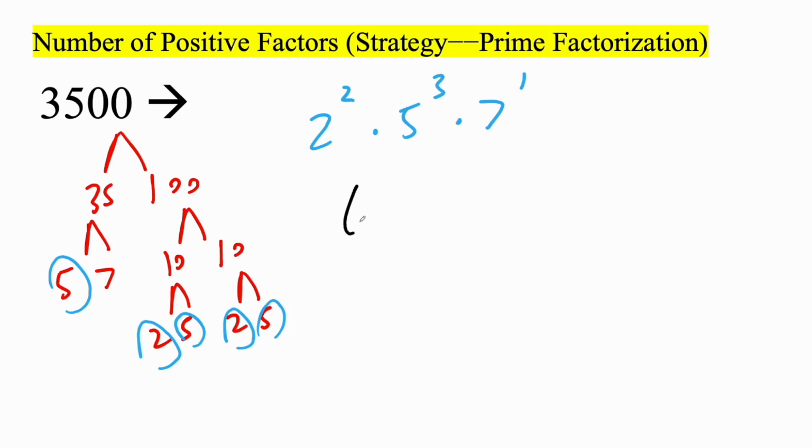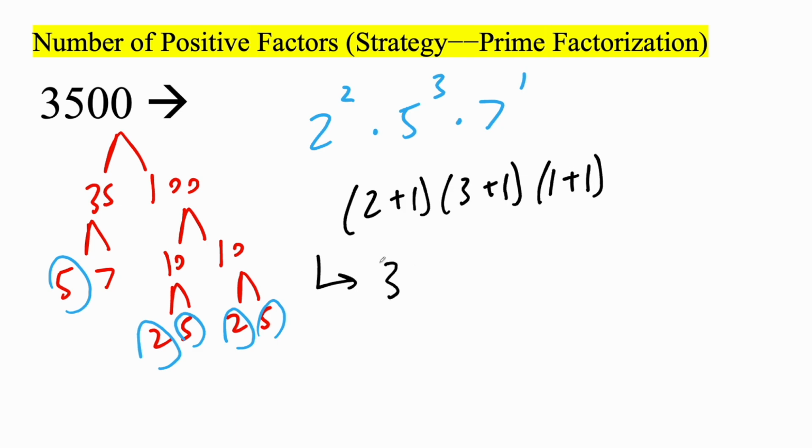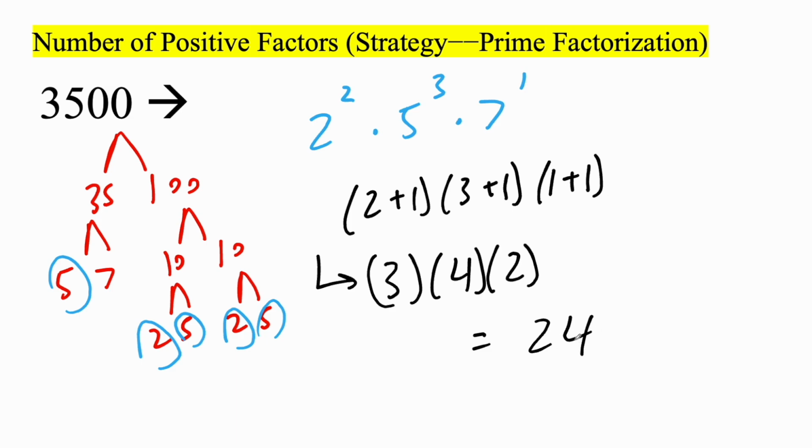Now if we multiply it out, 2 plus 1 times 3 plus 1 times 1 plus 1, we get 2 plus 1 is 3, 3 plus 1 is 4, and 1 plus 1 is 2. 3 times 4 is 12, 12 times 2 is 24. And so there are going to be 24 positive factors for 3,500. And that's all we need to do for this method.